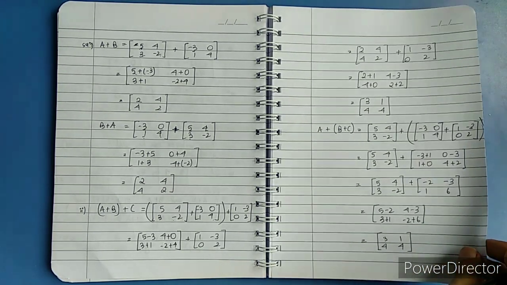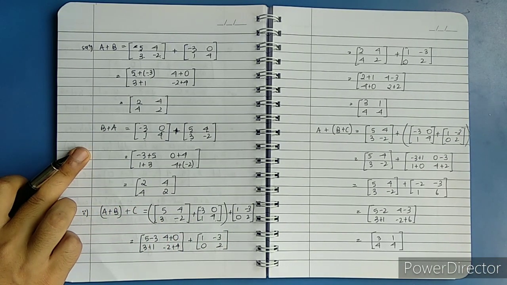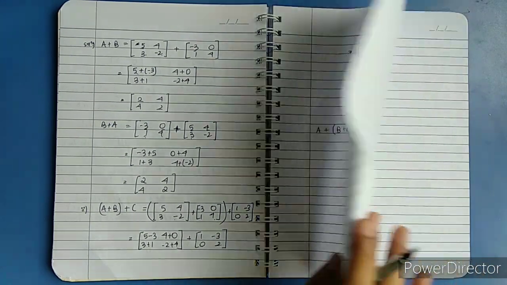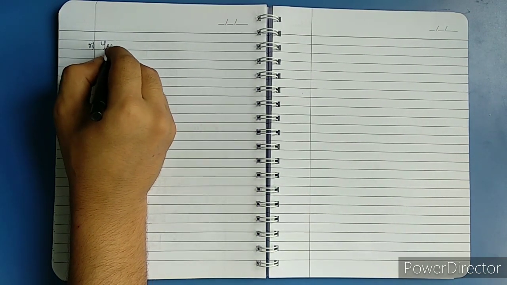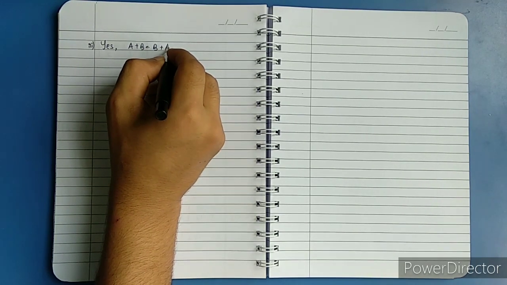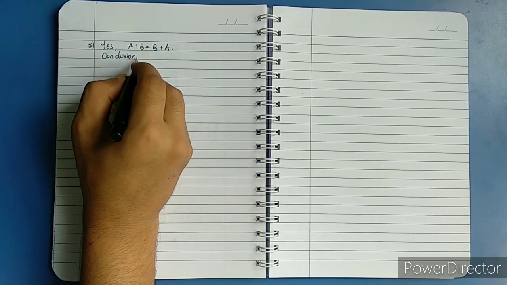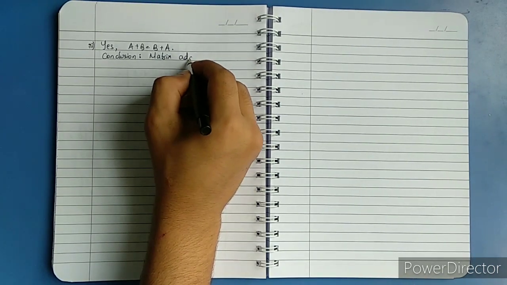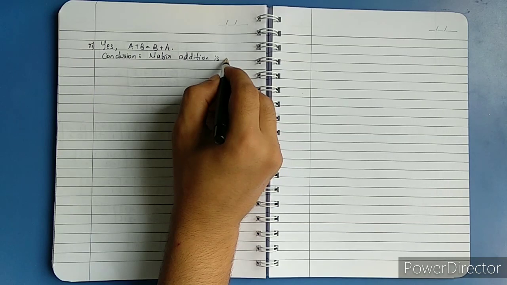So in the third part it was asked whether A plus B equals B plus A, and what conclusion can we draw. So here we can see that A plus B and B plus A are equal. In the third part we have yes, A plus B is equal to B plus A. So the conclusion is that matrix addition is commutative.